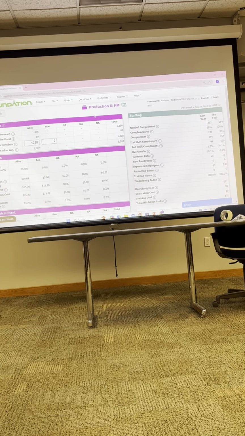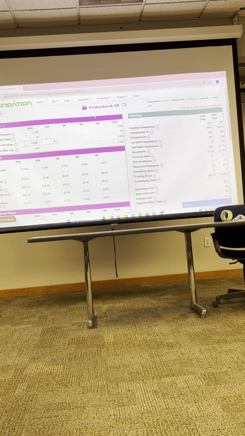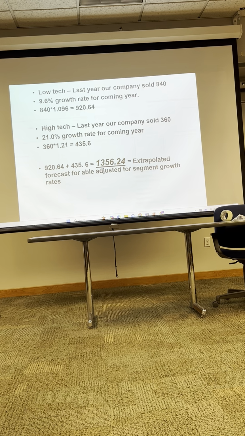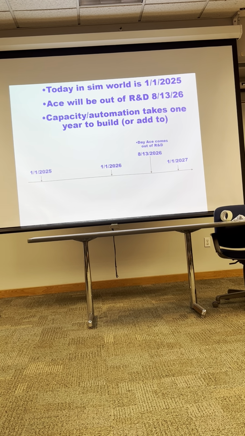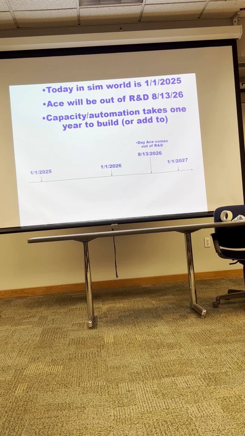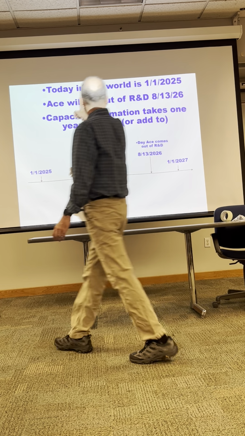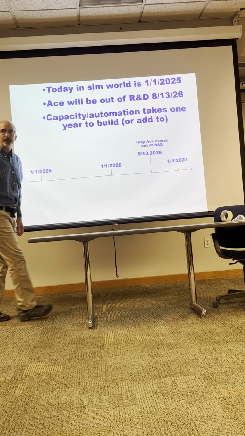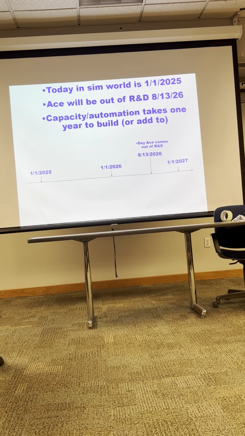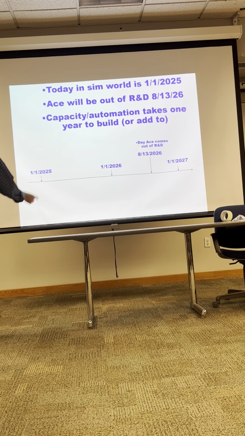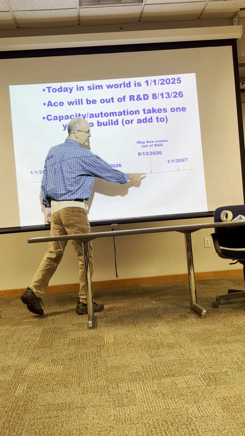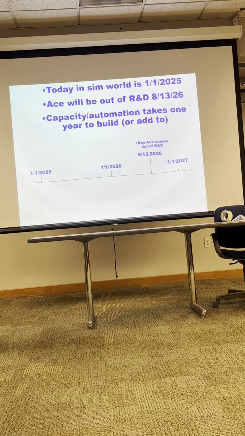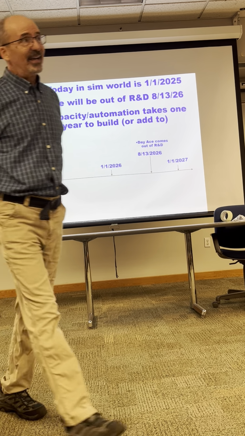All right? Now, it takes a year, and so this again is where I use my scratch paper, and I lay out some timelines. Today is 1/1/2025. Today in SimWorld is 1/1/2025. Here's a year from now when we'll be making decisions again. It's 1/1/2026. Here's the day that ACE comes out of R&D, 8/13/2026. Now, I got to make a choice here.